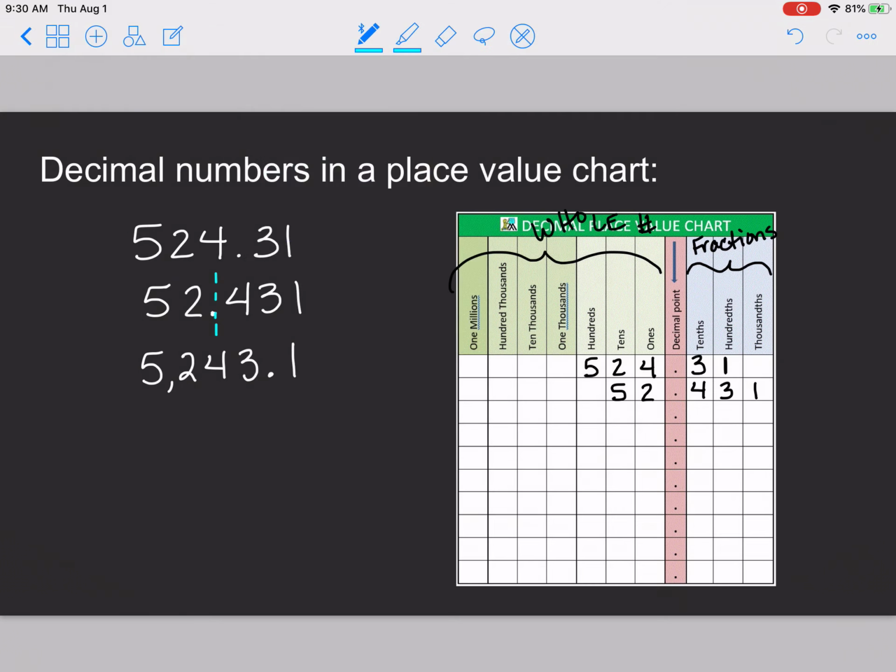And then I'm coming down and I'll do the same for the third number in my list. Again, I'm going to separate my whole number from my fraction. And then I'm going to place it on the place value chart. So here I have 5,243. That's all to the left of my decimal. To the right of my decimal, I just have a 1. 1/10.